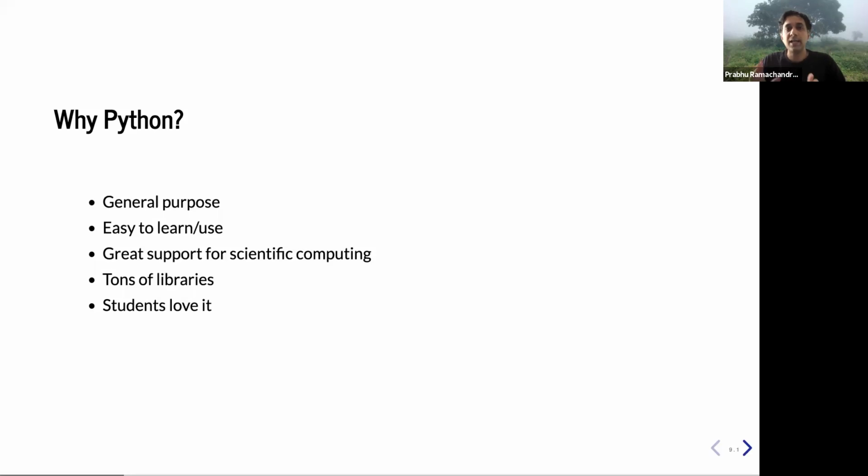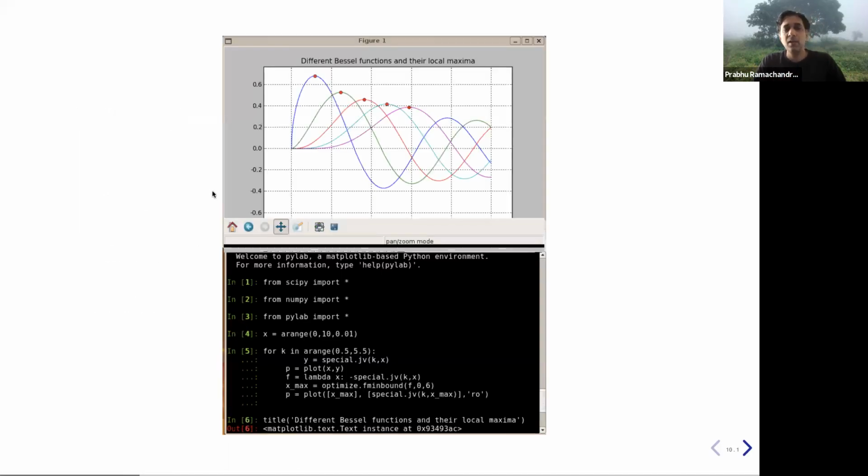And the biggest aspect is the fact that it has a ton of libraries. So if you're looking for any kind of thing you want to do in Python, there'll probably be a library that already does it. So this is a very, very useful and important aspect of Python. So let's just quickly look at the kind of things you can do.